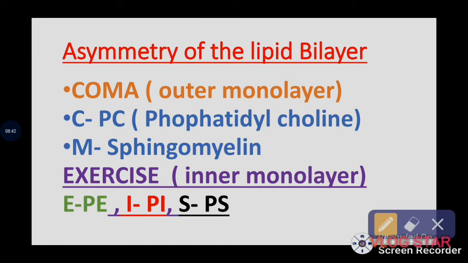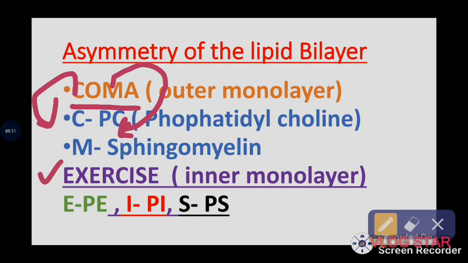The outer leaflet has two types of phospholipids the most, so we can call it COMA in short. When a person is in a coma, he is out of the real world. So out means outer monolayer. We can remember it in this way. C means phosphatidylcholine and M means sphingomyelin. So these two phospholipids are present in the outer monolayer the most.